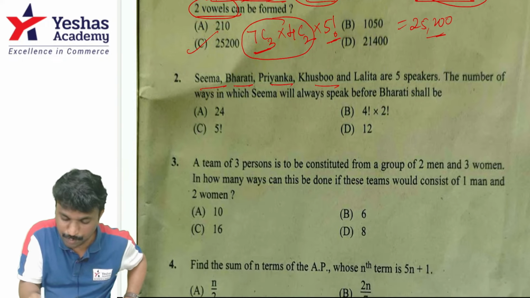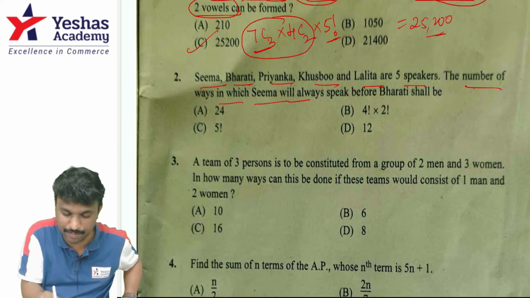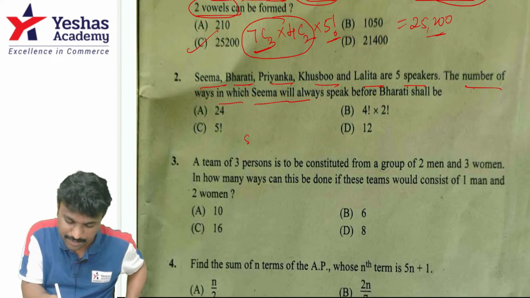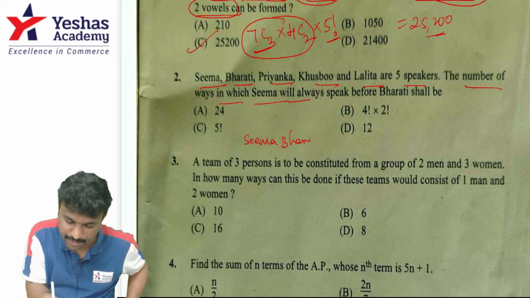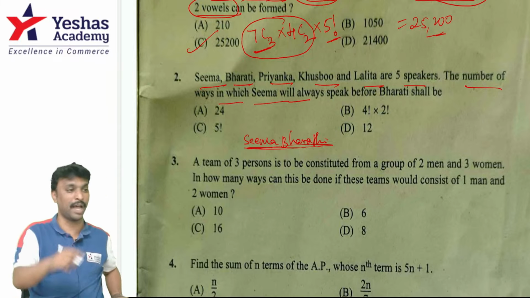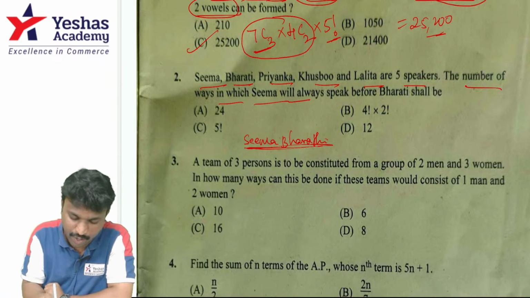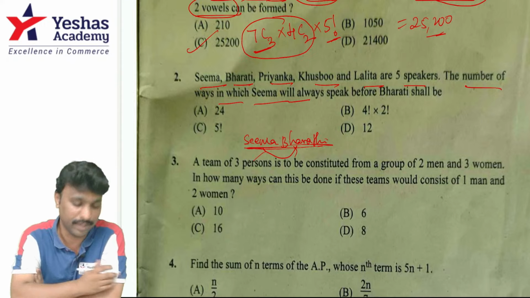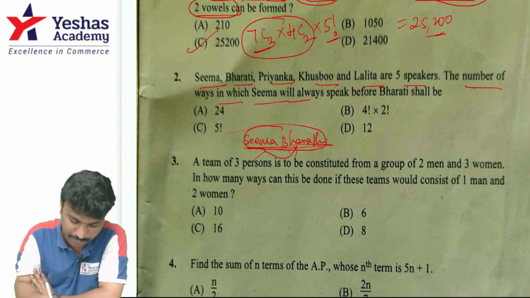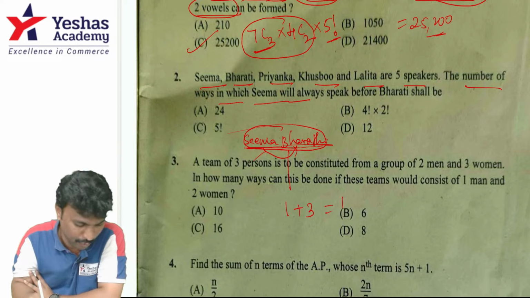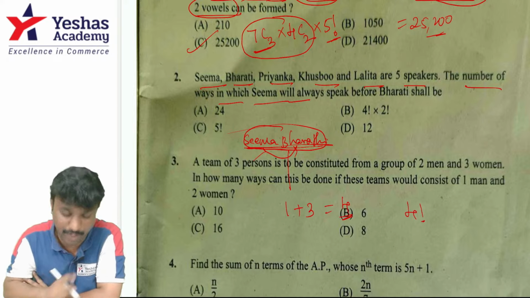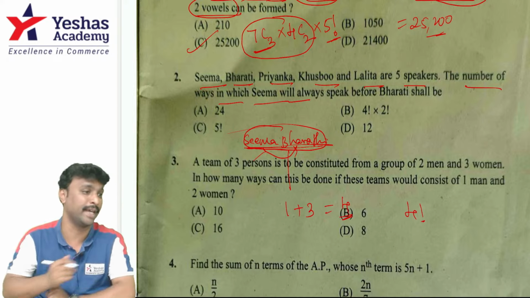Seema, Bharati, Priyanka, Kushbu, and Lalita are 5 speakers. The number of ways in which Seema will always speak before Bharati. So Seema before Bharati. This is how they speak, first Seema, then Bharati. Now, we cannot interchange the position of Seema and Bharati. If I interchange, Bharati speaks before Seema, that is not possible. So these two will occur together, but I cannot reshuffle. So this is taken as one single thing. Remaining, how many people are there? 3 people. So 1 plus 3 is 4 people. 4 people can be arranged in 4 factorial, but reshuffling is not possible. Seema and Bharati, if I reshuffle, Bharati will speak before Seema. That is not possible.